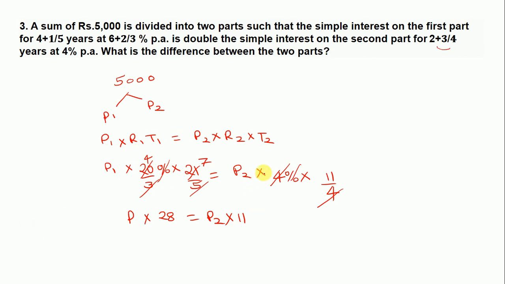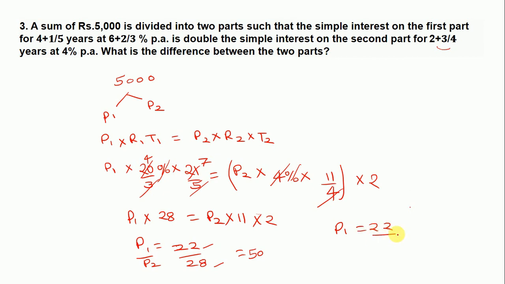But we are given in question that interest on first part is double than the second part. So we have to multiply here by 2, and similarly multiply here by 2. So ratio will be P1 by P2 is equal to 22/28. So this will be the ratio. So there are 22 parts for P1 and 28 parts for P2, and total part are 50. So we can simply calculate P1 is equal to 22 divided by 50, and amount we are given is 5,000.